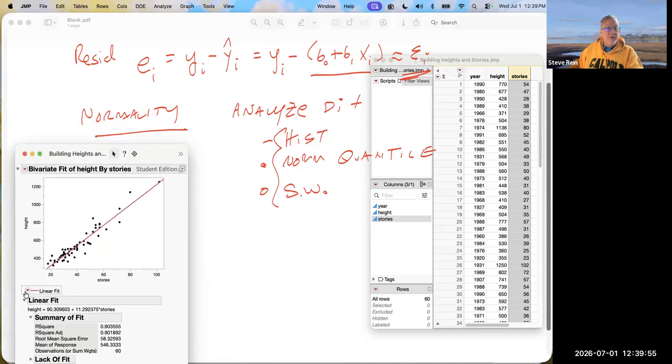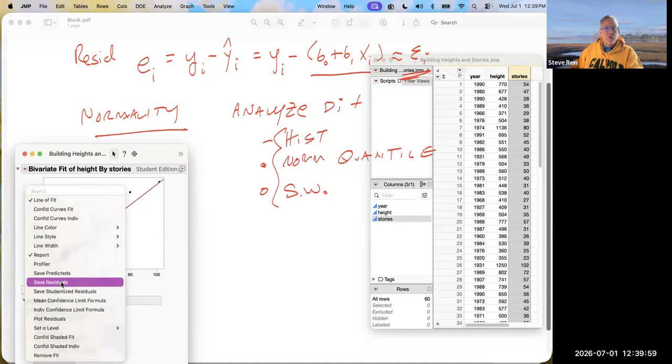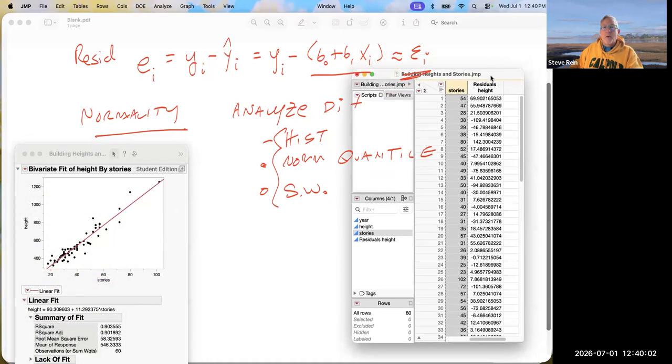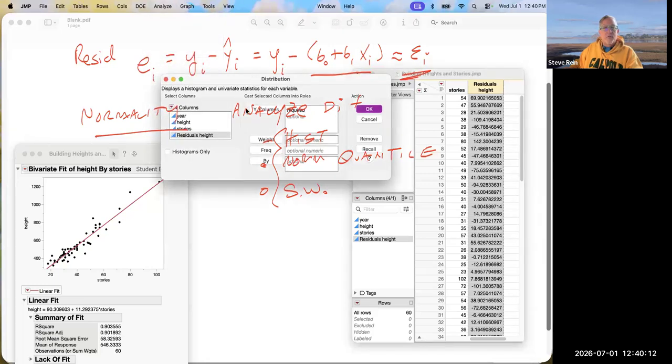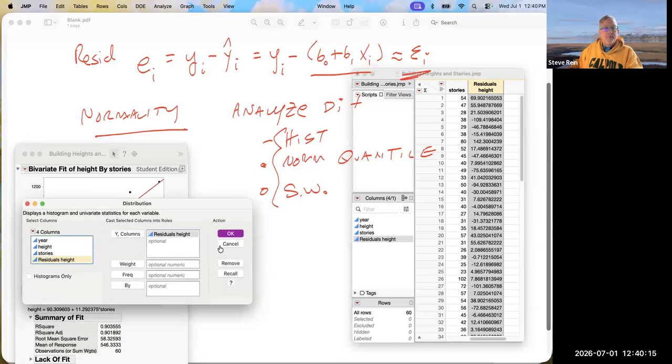I'm going to go ahead and save them. Save what? Save the residuals. And I get a new column over here. The residuals, my claim is they should be normal. So I have to look to see if they are normal. So let's go ahead and try that with our analyze the distribution of what? Of those residuals. Boom. Go.